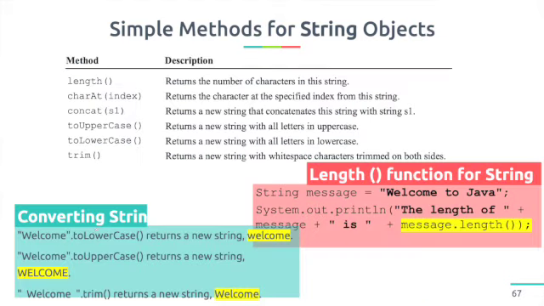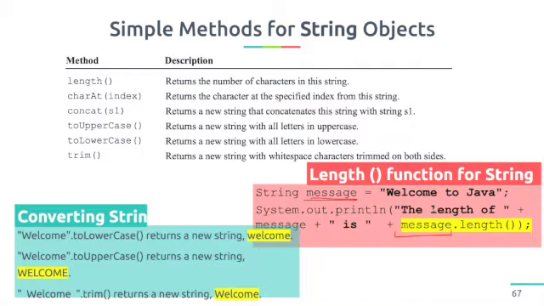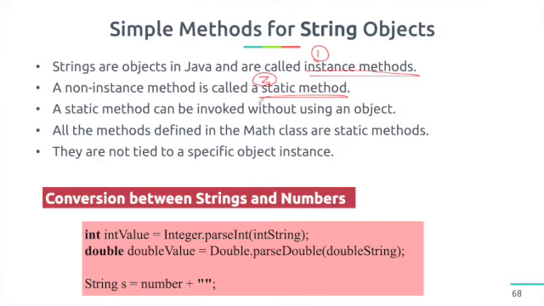For example, if we want to calculate the length of the object, the variable message, we will use message.length(). So this is what we mean by instance methods. We use the variable or the object, and then within that object we use those functions or methods. But a static method belongs to the class. So we don't refer to any variable or any object, but we refer to the class.